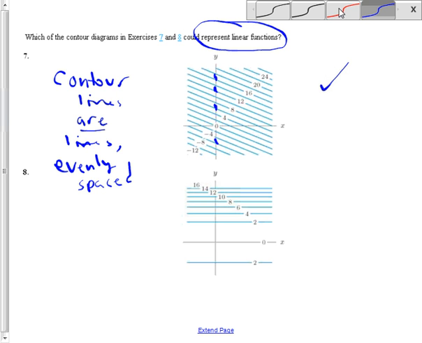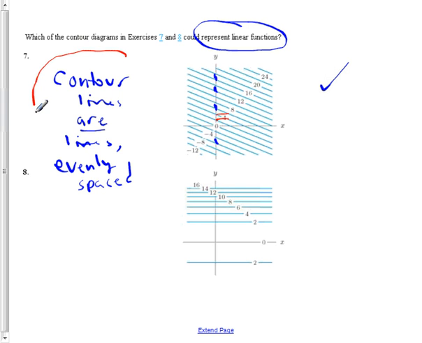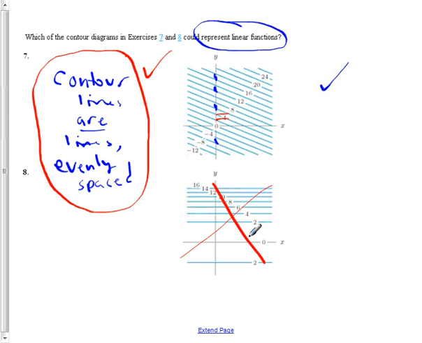Likewise, they need to be evenly spaced so that if I move in the x direction, no matter where I start, the same change in the x direction will give me an equal change in my contour line, so the same change in z. Therefore, provided the contour lines are lines and evenly spaced, we have a linear function. It's very easy to recognize that this is not a linear function.